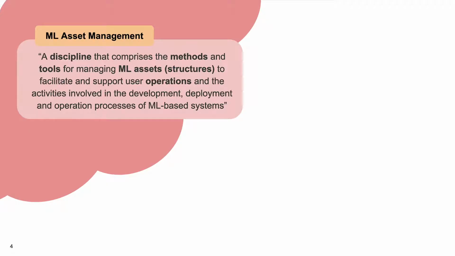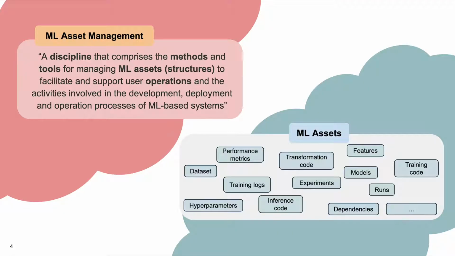Similar to these previous studies, we also believe ML engineering requires a new set of tools and techniques to scale the ML development process. And hence, we define asset management as an essential aspect of realizing this. We define ML asset management as a discipline that provides the methods and tools for managing ML assets as structures to facilitate and support user operations and the activities involved in the development, the deployment, and the operation processes of ML-based systems. We also define ML assets as a set of diverse artifacts and data that users need to manage when engineering or developing ML-based systems.